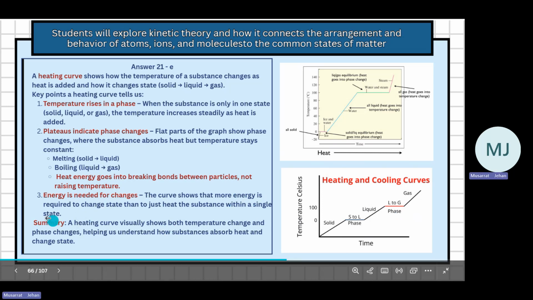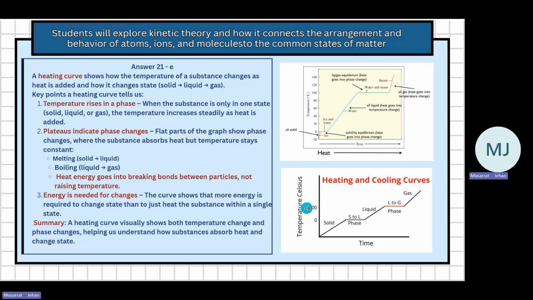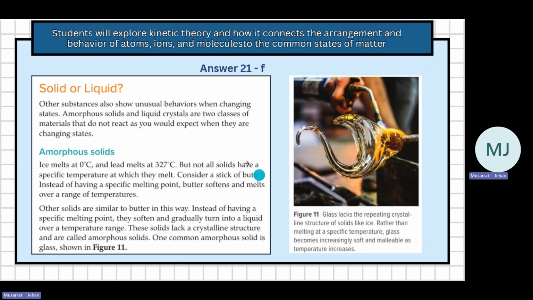The curve shows that more energy is required to change state than to just heat the substance within a single state. So it is visually showing both temperature change and phase change, helping us understand. So that's it. Then which are the two substances which do not behave in this manner? Other substances show unusual behavior when they are changing state. They do not change like normal water. Amorphous solids and liquid crystals. These are the two classes. They do not react as we expect them.